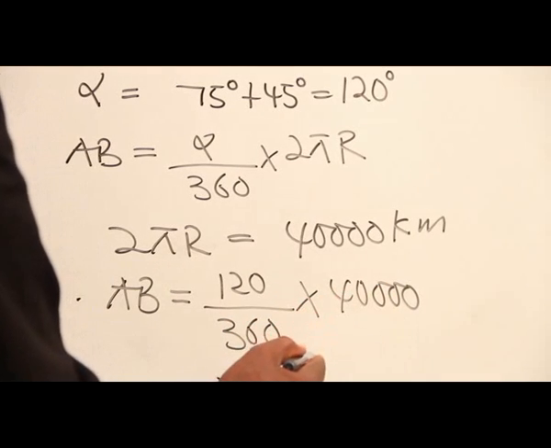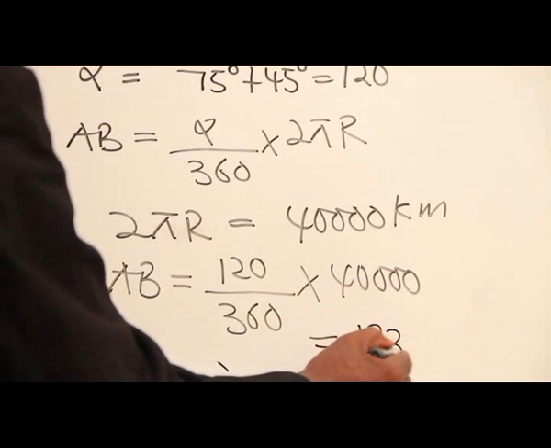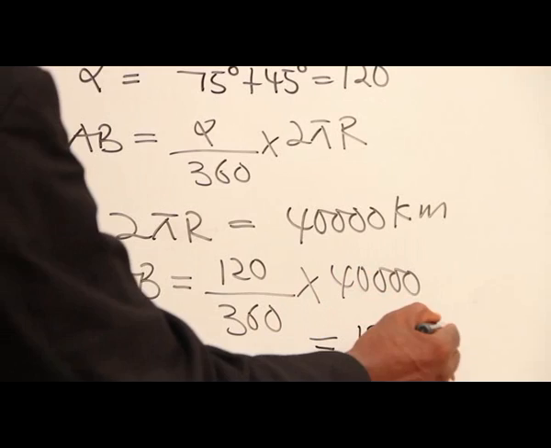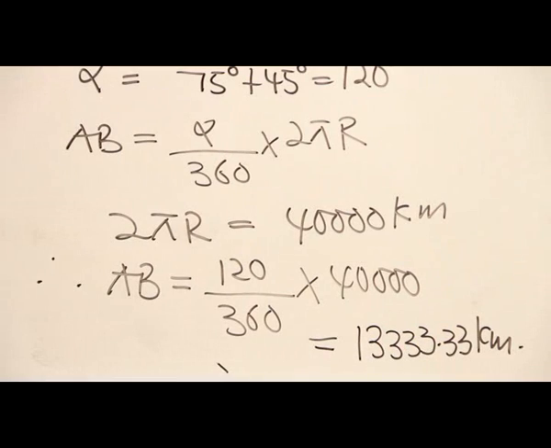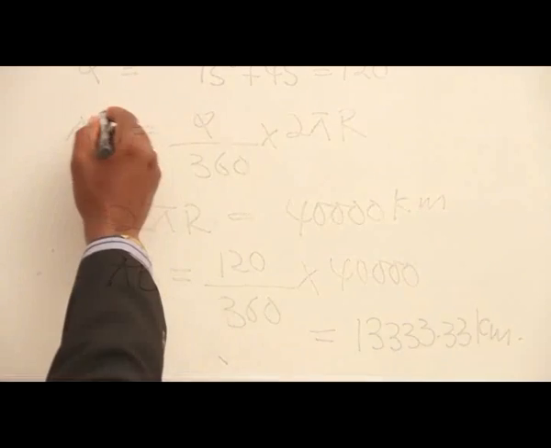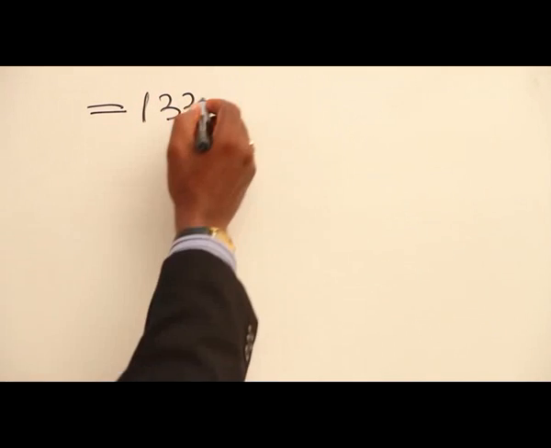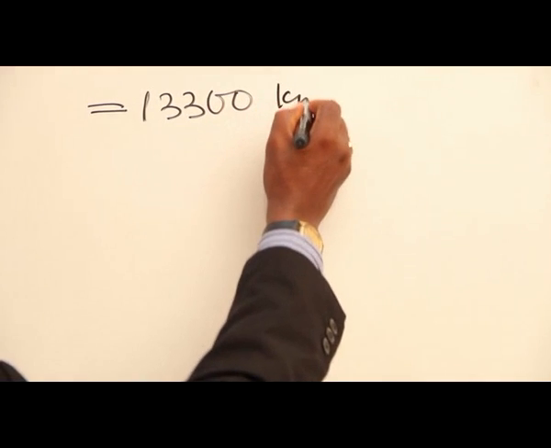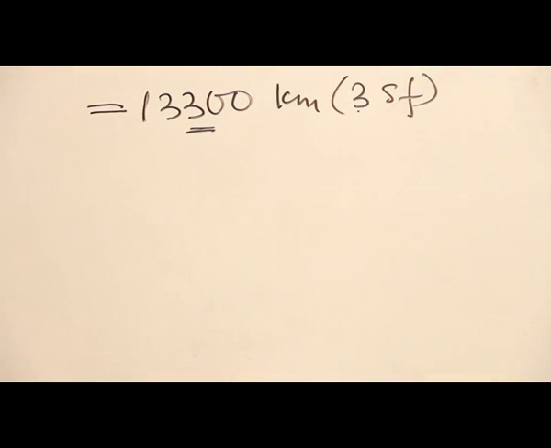Dividing by 3, 3 into 10 is 3, another 3, another 3, another 3, giving 13,333.33 kilometers. And then we may be asked to correct our answer to 3 significant figures. If we are to do that, what then will be the solution? This will be equal to 13,300 kilometers. This is now corrected to 3 significant figures. So this is the distance between A and B along the equator.